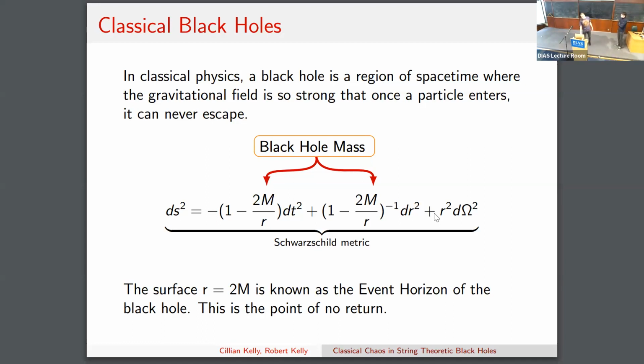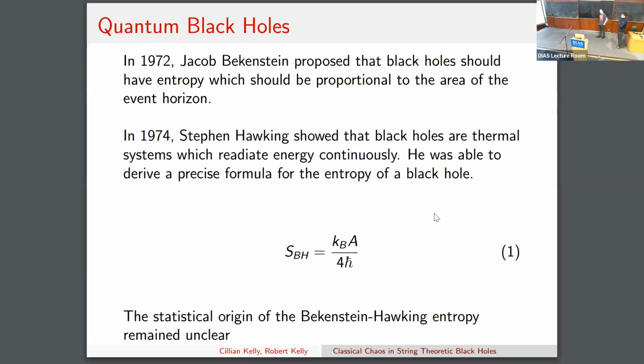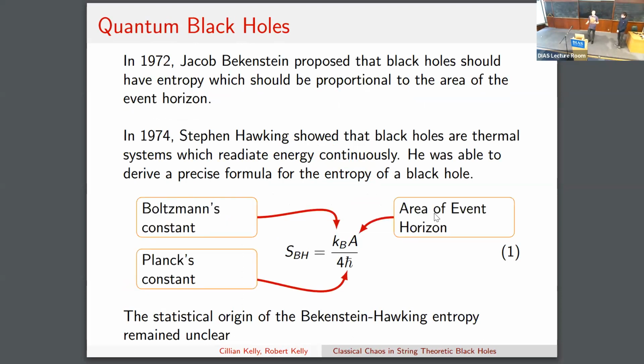In quantum physics, the story gets a little bit more interesting. In 1972, Jacob Bekenstein wrote a paper where he proposed that black holes should have entropy. His argument was basically that you could take a system or a particle with some entropy and throw it into the black hole, and the entropy would be somehow lost to the black hole. So he wanted to protect the second law of thermodynamics, which is wise policy.